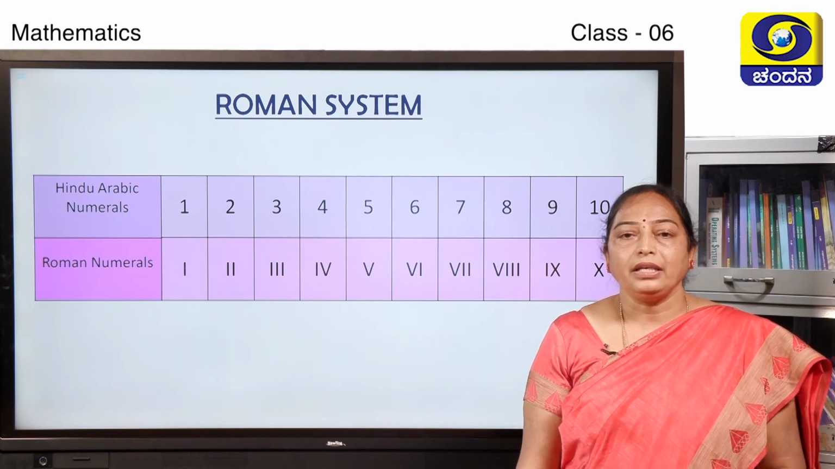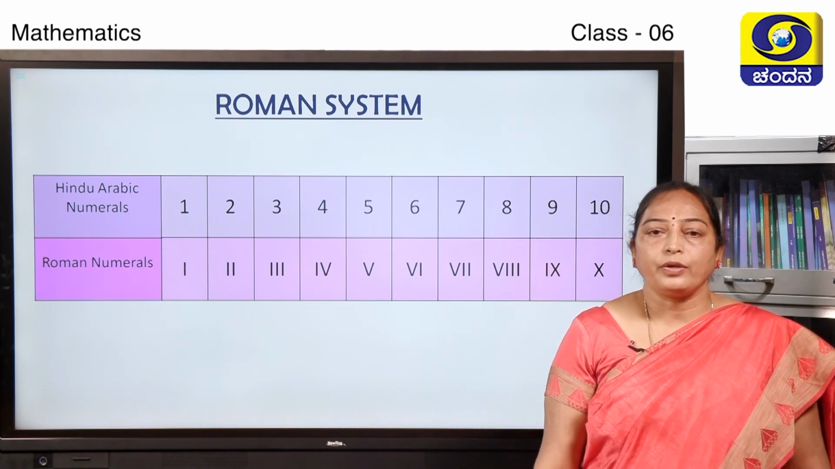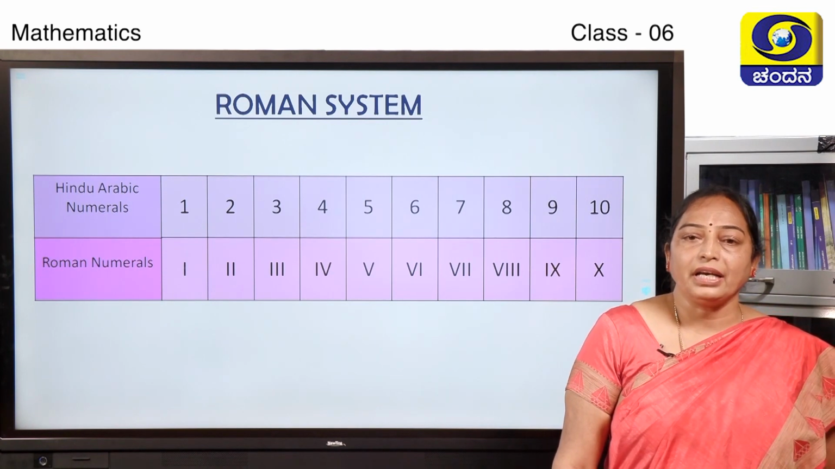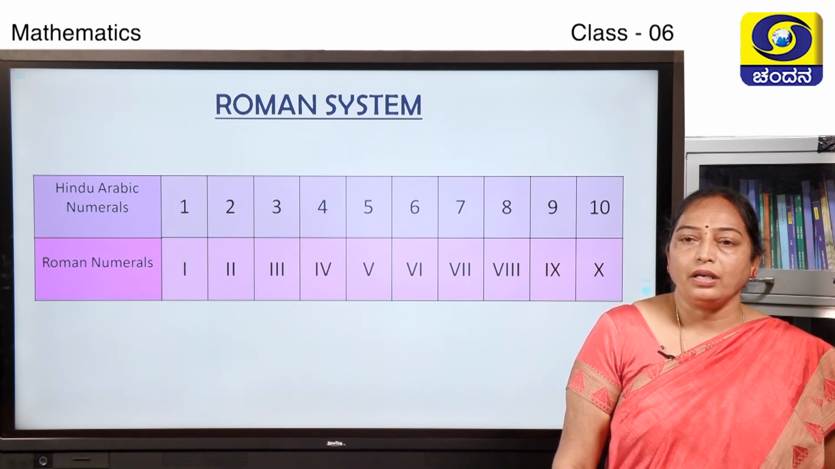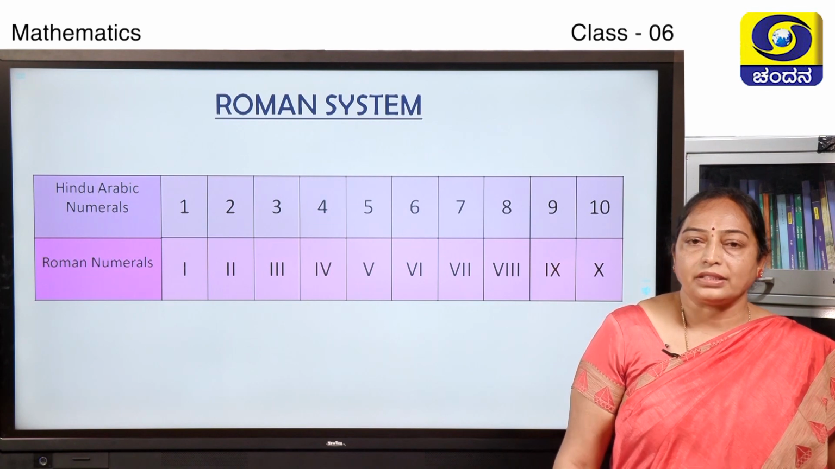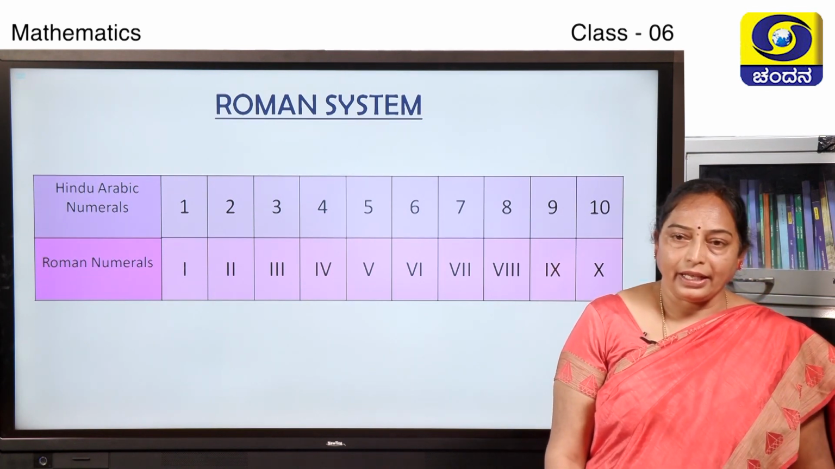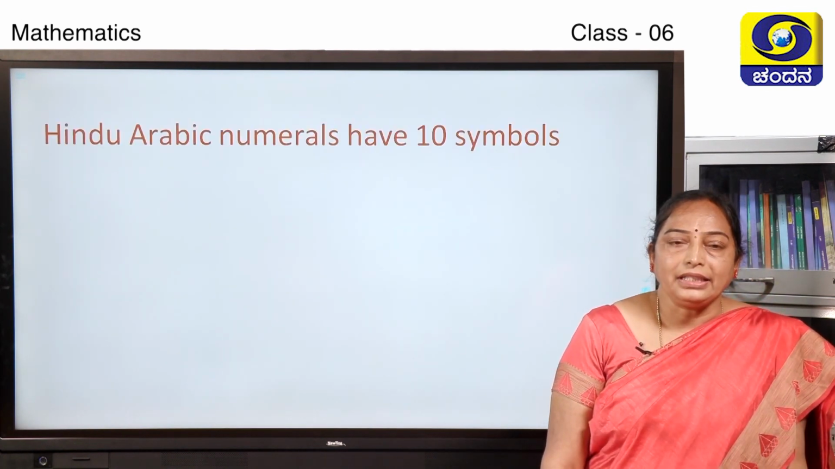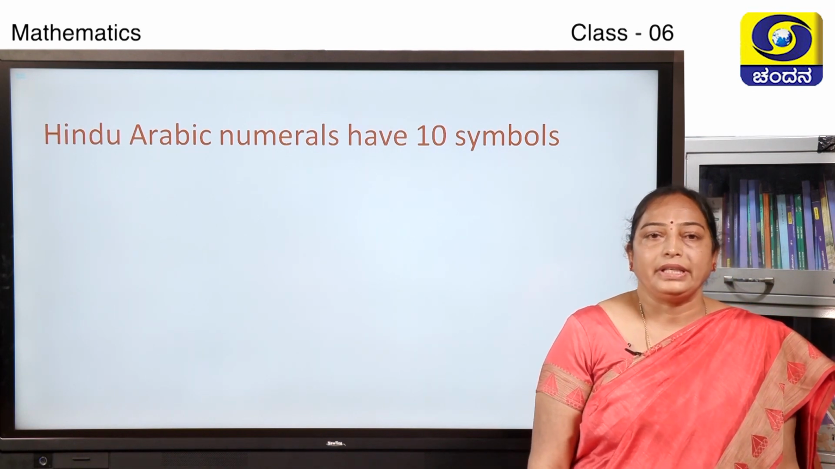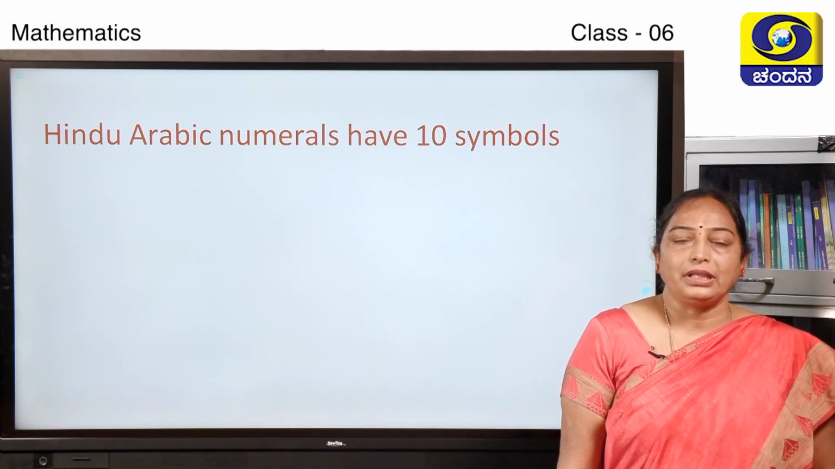1 is I, 2 is two I's, 3 is three I's, and so on. At last, 10 is X. We write the letter X. Children, let us see more details about Roman numerals.